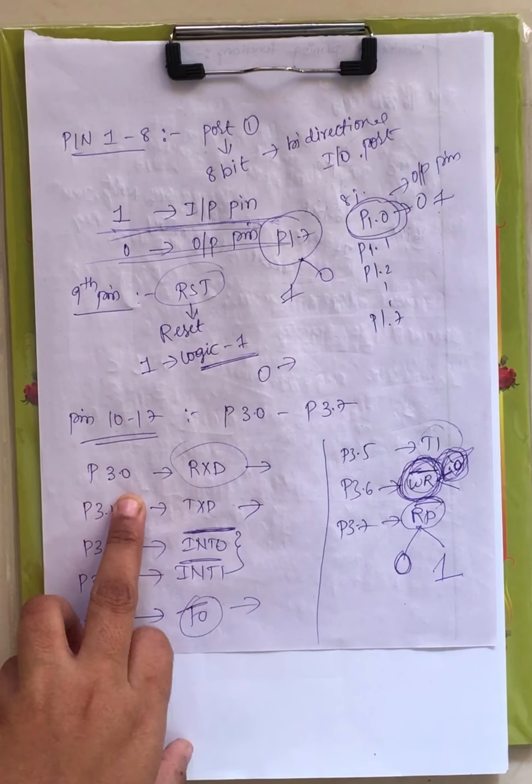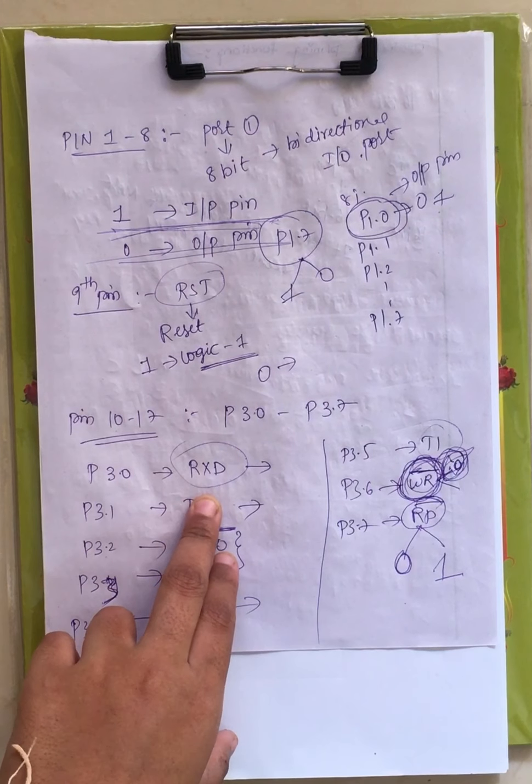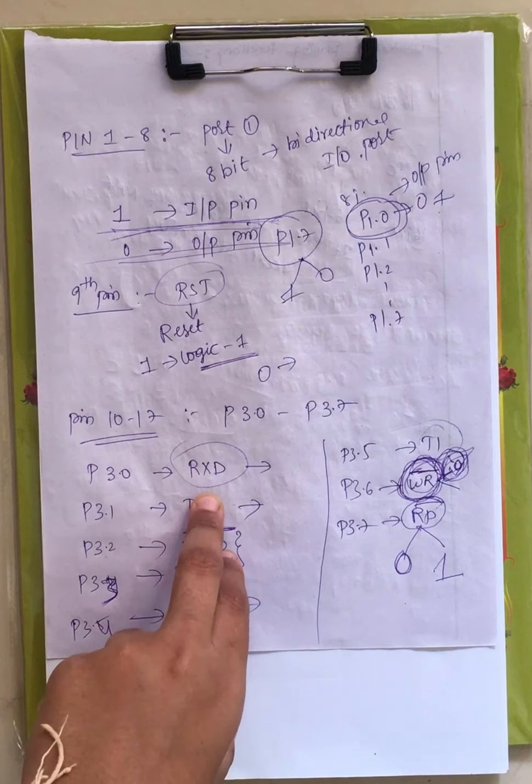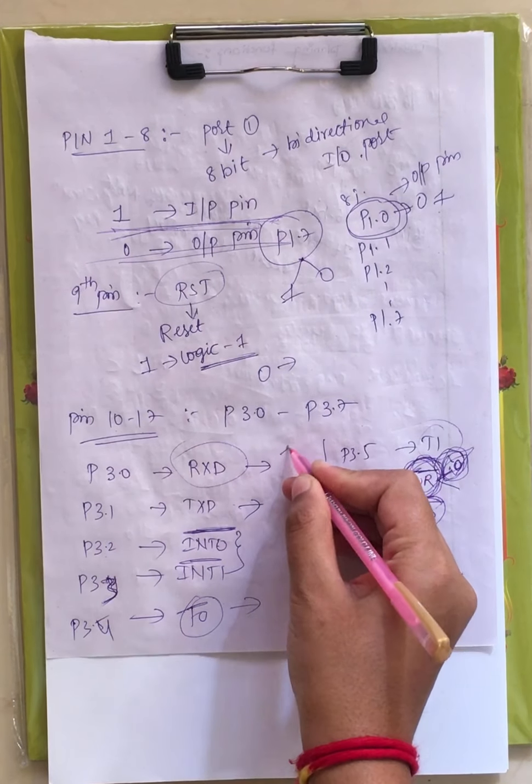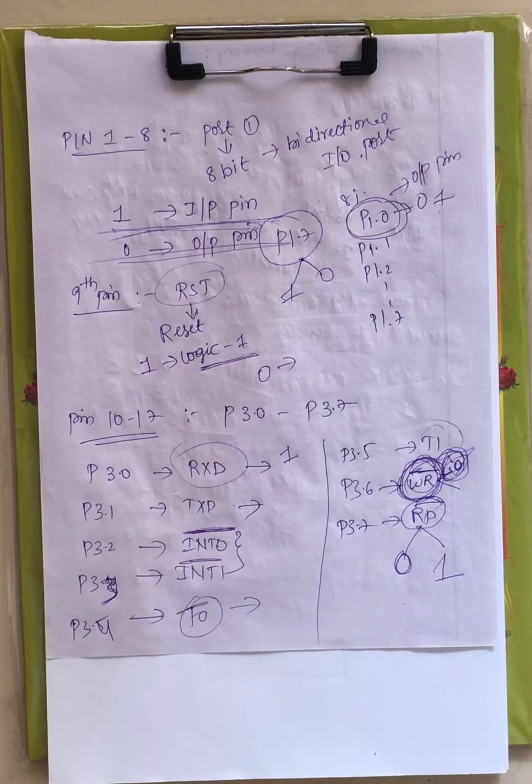Now the port 3.0 pin is provided with the special function RxD. What is RxD? Receiving the data serially. Now this operates for logic 1, since there is no bar. Any pin that does not have a bar over it will operate for logic 1, right? That means you can receive data serially. For logic 0, you can't receive data serially.